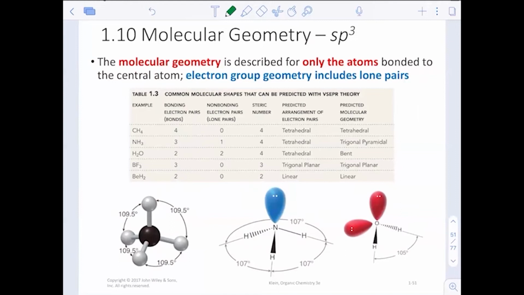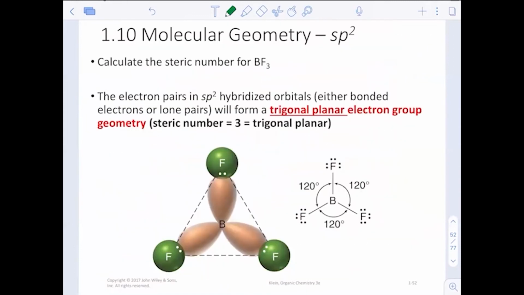The other ones that we want to remember, BH3 or BF3, when we had 3 bonding pairs, that was the trigonal planar. And if we have 2 electron groups, such as CO2, or this example from your table 1.3, BeH2, linear, right? Trigonal planar has a 120-degree bond angle. Linear has a 180-degree bond angle. We'll get to those right now. Steric number of 3, trigonal planar, sp2 hybridized, all of these go together.